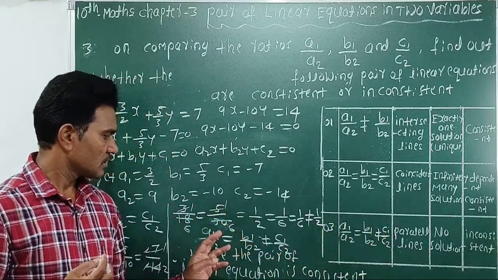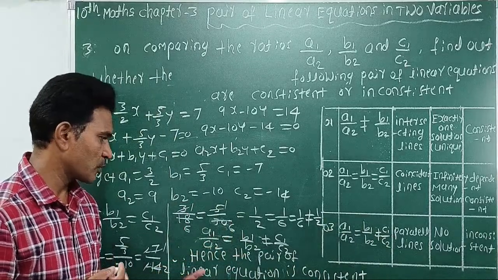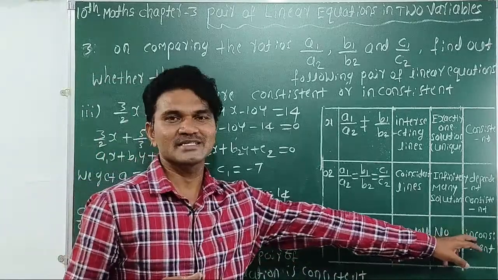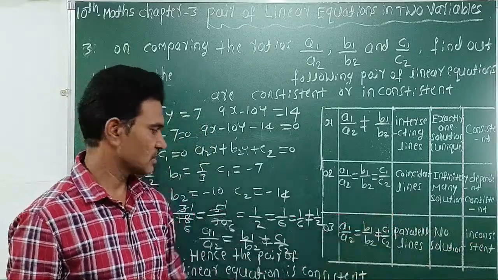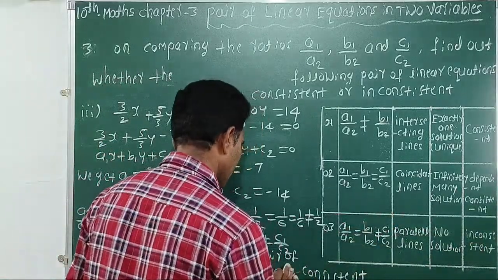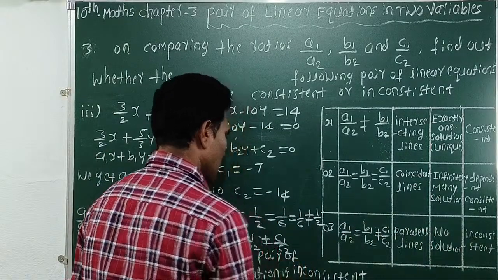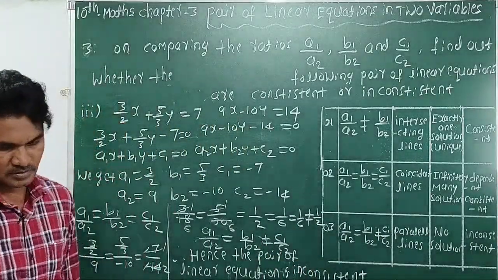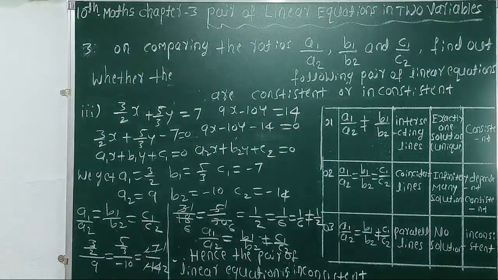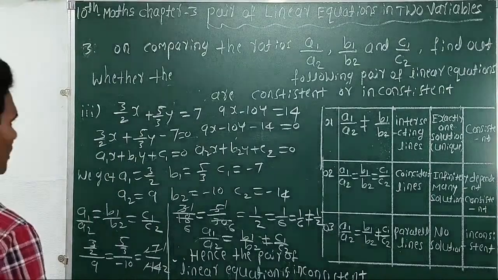Yes. Then hence the pair of linear equations is inconsistent because they have no solution. Here, inconsistent. Write down the solution. Be fast.